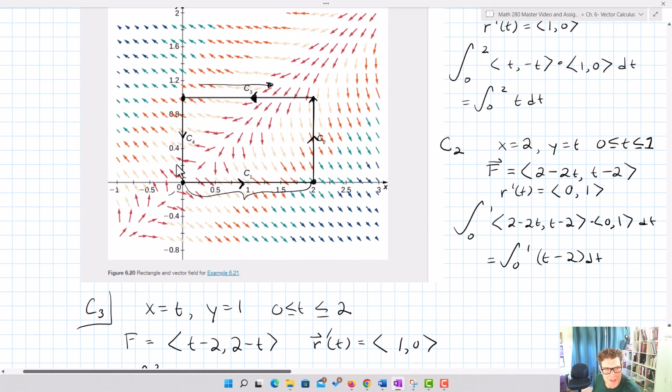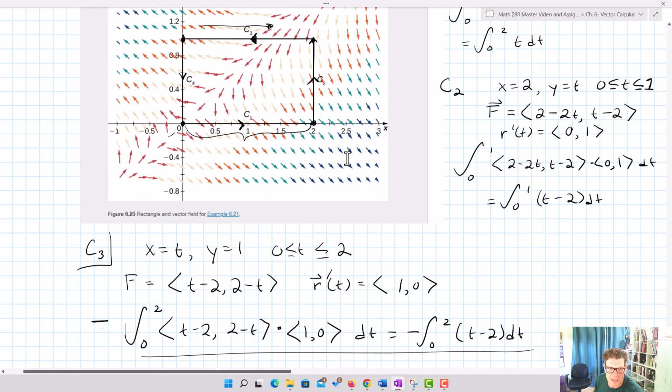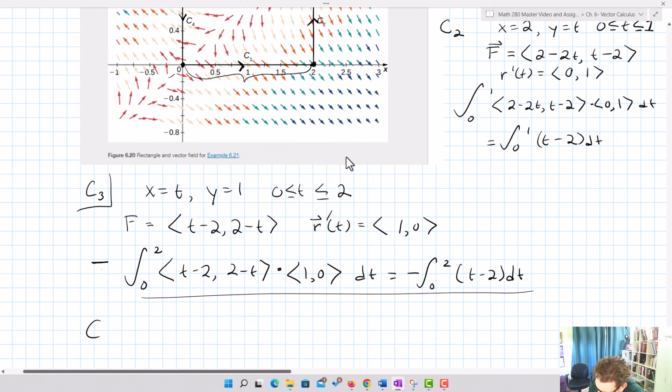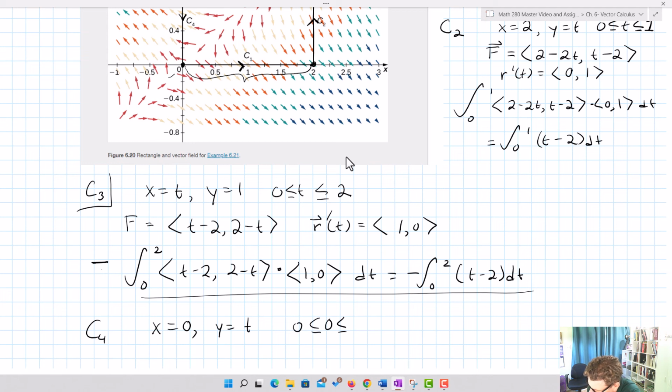And then I'm going to do the same thing here with C4, because C4's easy parametrization is to let x equal 0 and let y equal t. So for C4, we're going to let x equal 0 and y equals t, and we're going to go from 0 less than or equal to t less than or equal to 1, okay?